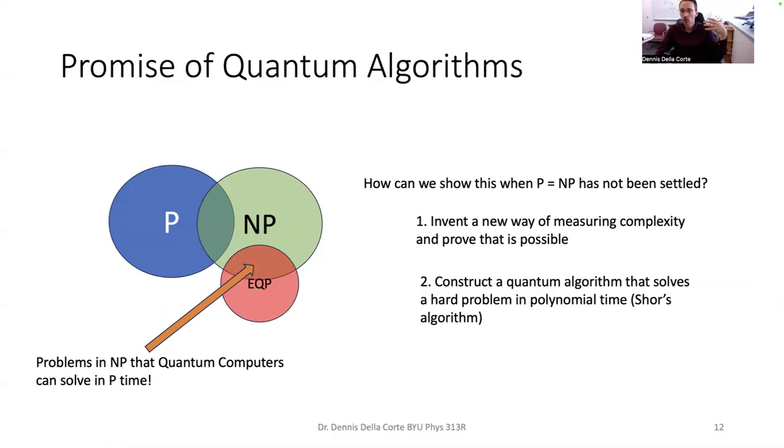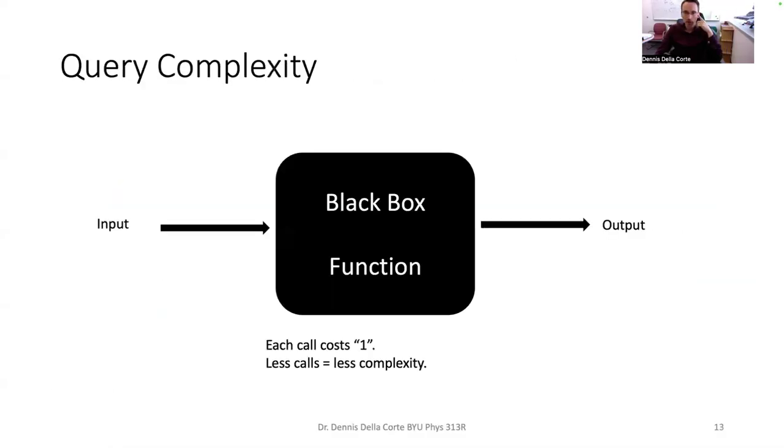And then we use that different measure to prove it's possible. Or second, we construct a really, really cool algorithm that solves a very, very hard problem. And if we solve that hard problem in polynomial time, and we see that Shor's algorithm does something like that in the next lecture, then we're there. Great. So what is this other measure that we could introduce? One measure that we could introduce is called query complexity.